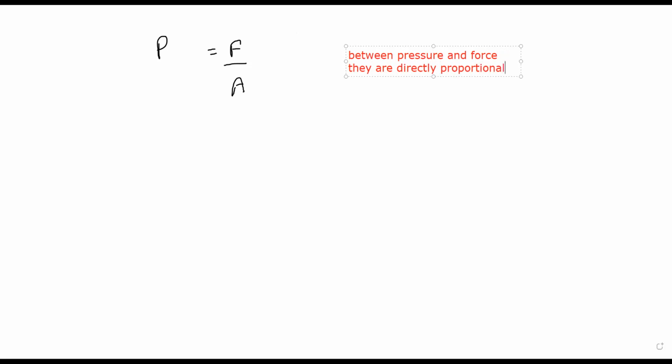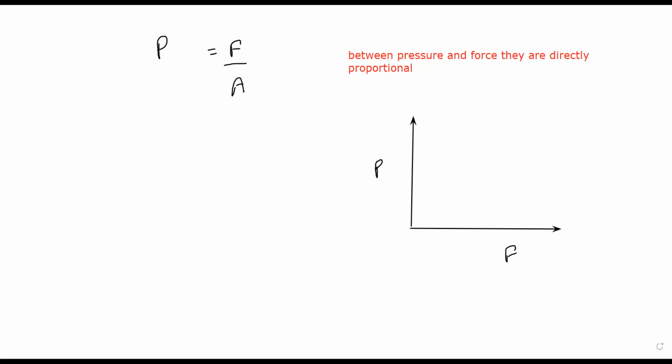What is the meaning of directly proportional? It means if I increase the force, the pressure will also increase. So if there was a graph between force and pressure, when two quantities are directly proportional, there will be a straight line starting from the origin.